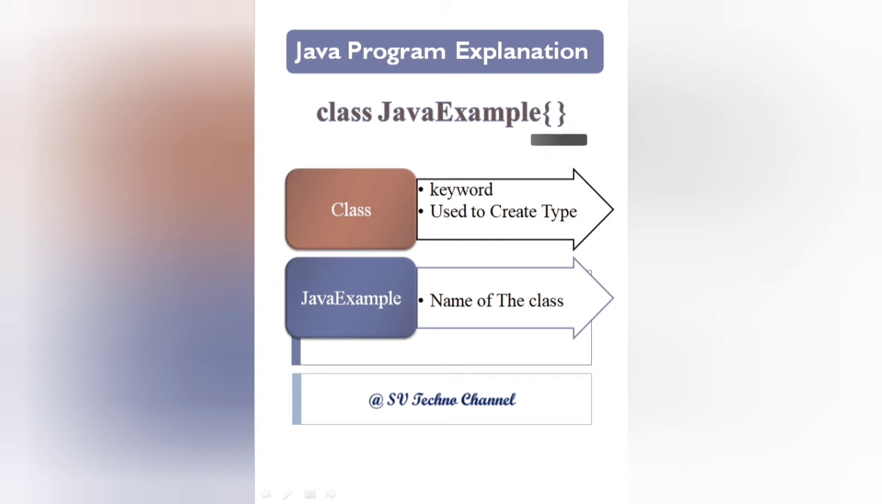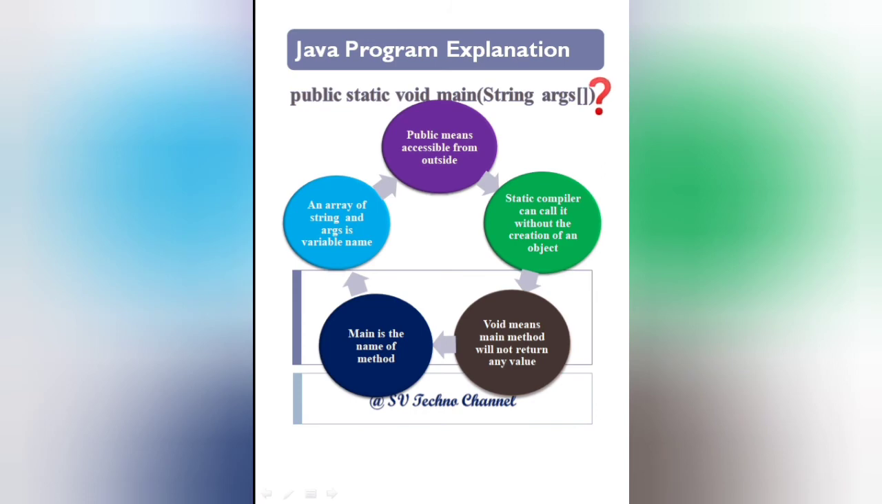Next I have used the curly braces. Curly braces are used to define the scope of class and methods. So next line I wrote as public static void main String args. So it is the main method. It is the entry point for any program.